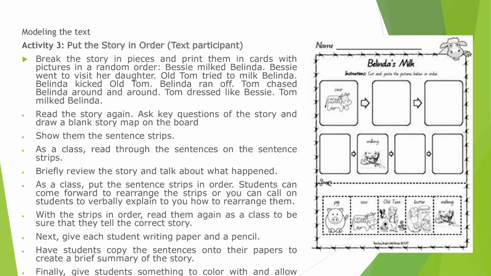After that, activity 3 starts to shift focus from field to genre. In this activity, I will break the story into pieces and print them in cards with pictures in a random order. I will read the story in the wrong order at the beginning to let them know a story should be in the right sequence. And then we will revisit the story and ask students to put the story cards in order.